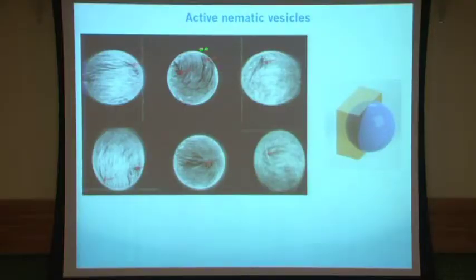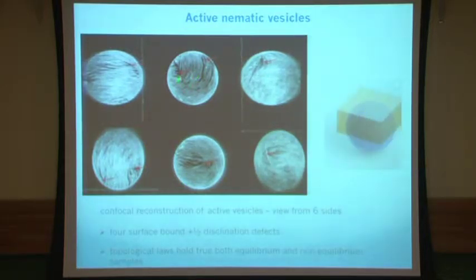So this is actually a vesicle that's viewed from the top and the bottom. And so you see 3 defects. So this is a vesicle. I can view it from the top and the bottom. And these are the views from the 4 sides, okay? And so there's 4 defects, and there's no additional defects. And actually, for this sphere size, you will only get 4 defects.